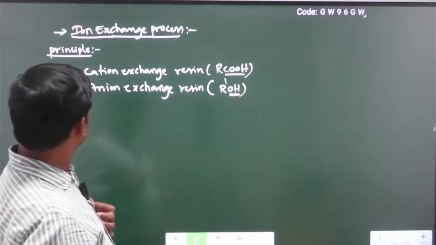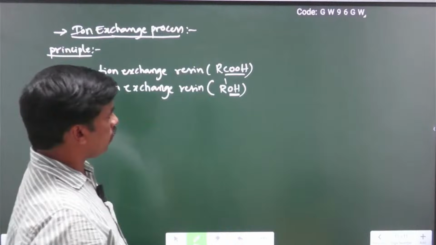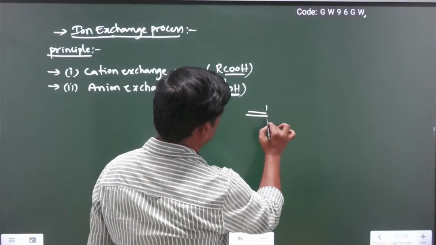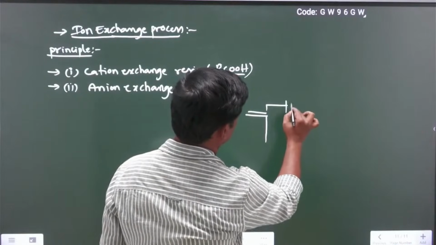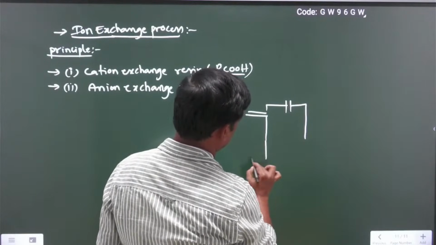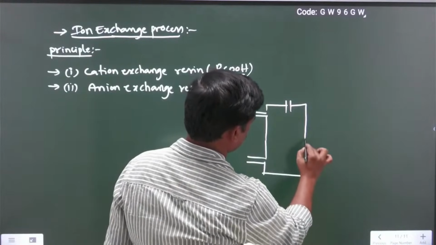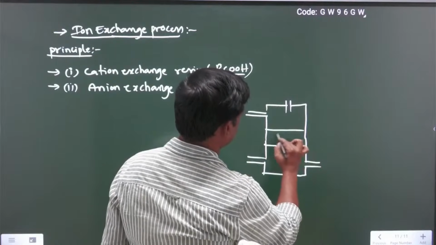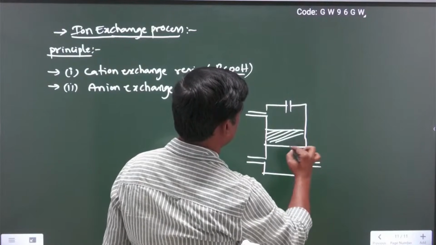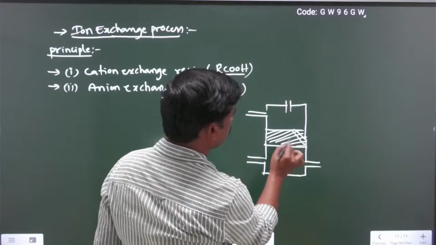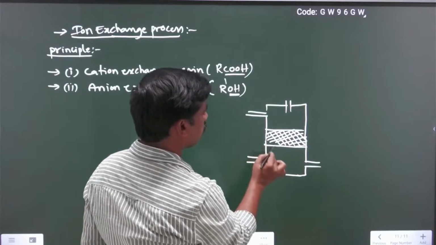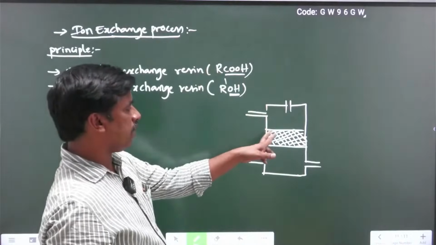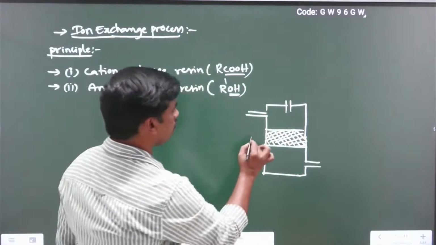Here we have a small diagram. I am going to draw a small diagram, and after that I am going to explain. Here we have two containers. In the middle you can fix the cation exchange resin. The cation exchange resin can exchange only cations, and the anion exchange resin can exchange only anions.